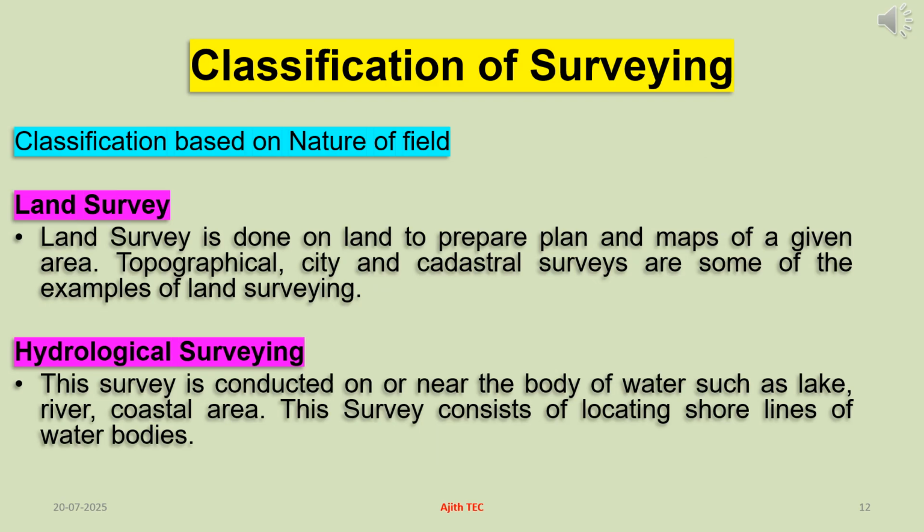Classification of surveys. Classification based on nature of field. Land survey. A land survey, or simply survey, is the scientific process of measuring the dimensions of a particular area of the Earth's surface, including its horizontal distances, directions, angles, and elevations. Land surveyors measure and map the shape of land. They gather data for civil engineering and construction projects so that accurate site plans can be drawn.